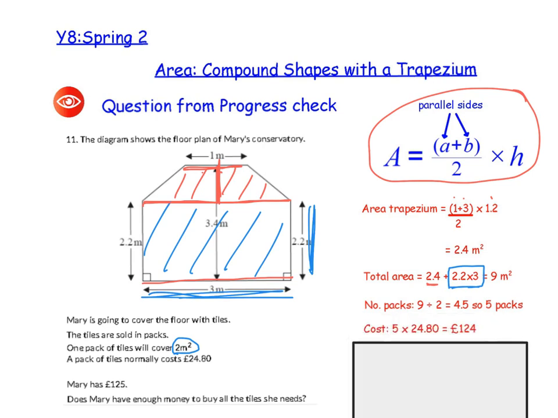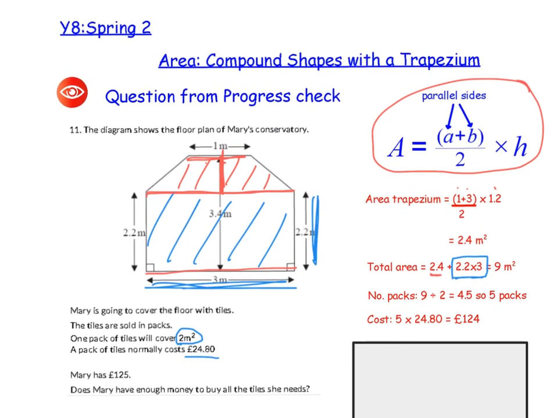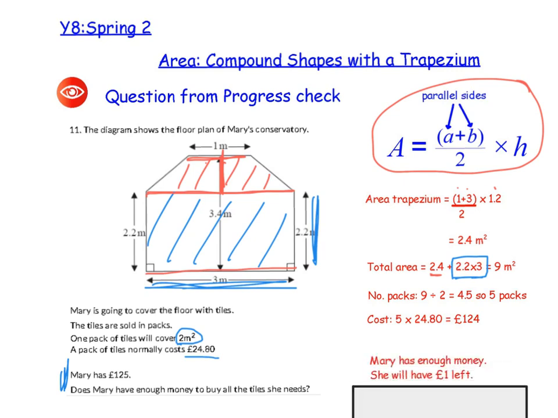Now each pack costs £24.80. So now we do the calculation, 5 times 24.80, that's 124. Now it's tempting to leave the question there, but the last bit needs answering. Mary's got £125. Does she have enough money? Yes, she does. It only costs £124. So we need to write that, a sentence I'm afraid, in maths. Mary has enough money and we ought to quantify it. She will have £1 left.